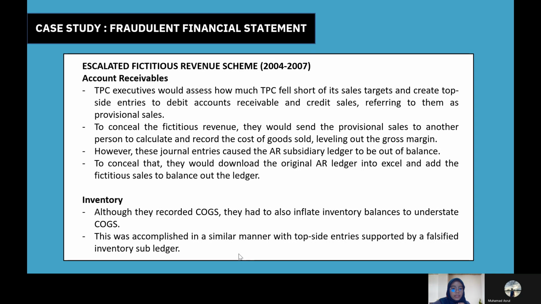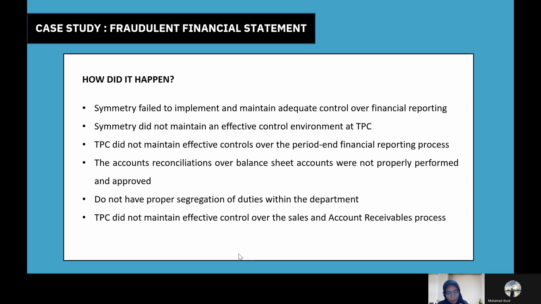After that, how did this happen? We know Symmetry is the parent company of TPC. Symmetry failed to implement and maintain adequate control over financial reporting. Symmetry also did not maintain an effective control environment at TPC. TPC did not maintain effective control over the period-end financial reporting process, and the account reconciliation of balance sheet accounts was not properly performed and approved. TPC also had no proper segregation of duties within the department. And last, TPC did not maintain effective control over the sales and accounts receivable process.